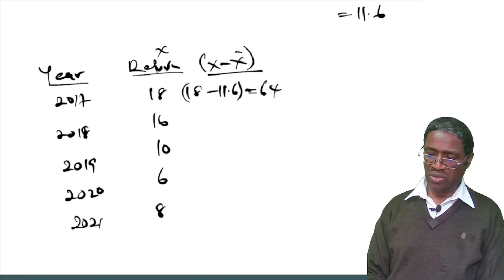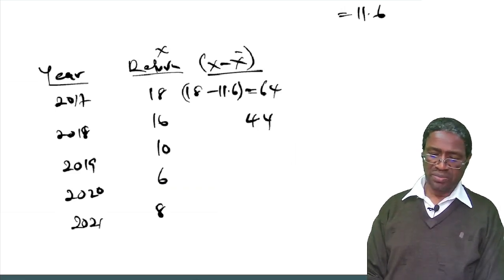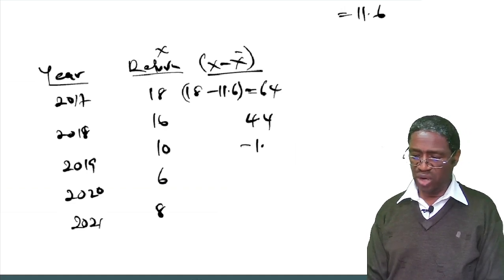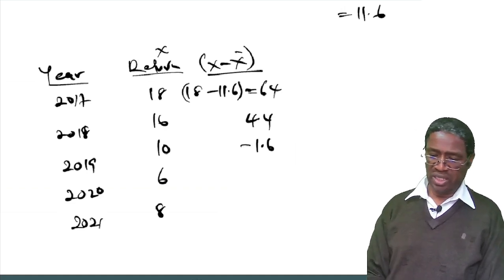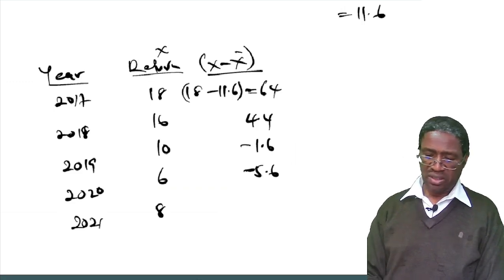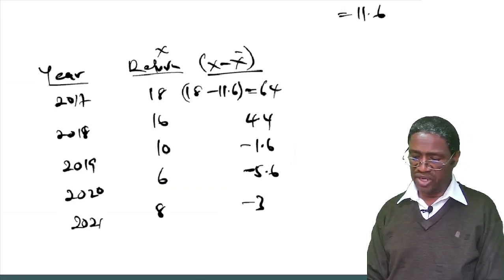Then I take the second one, 16 minus 11.6. I'm getting a deviation of 4.4. Next one, 10 minus 11.6, I'm getting negative 1.6. Then 6 minus 11.6, negative 5.6. Finally, 8 minus 11.6, that is negative 3.6.